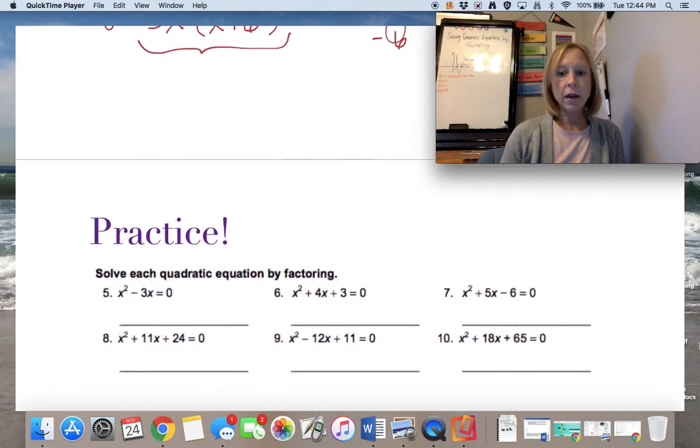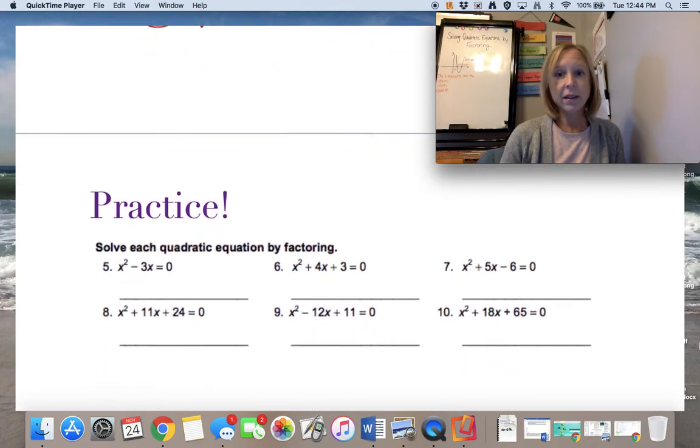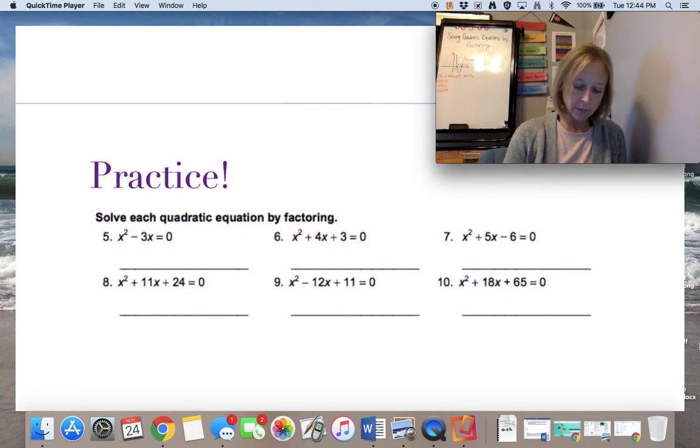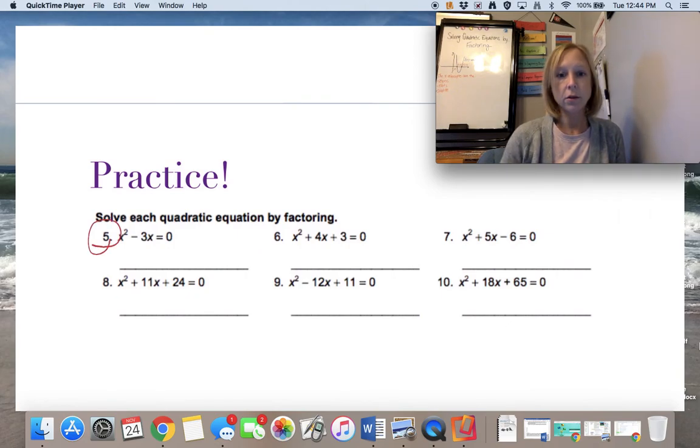I'd like you to try a bunch on your own. Really, that's the only way to get good at this. Notice all of these except for the first one are trinomials. So numbers 6, 7, 8, 9, 10, you'll solve like we did the first one. Number 5, you're going to solve by factoring using greatest common factor. So why don't you go ahead, pause the video at this time, and come back and check your solutions.